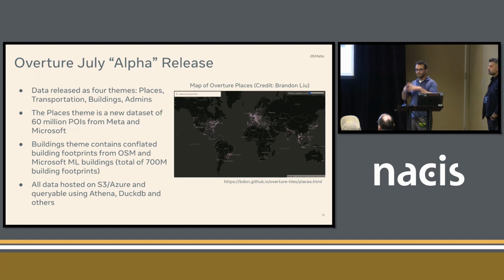But basically, wherever we have an OSM footprint, that's maintained with all of its rich attributes, and we fill in the rest with Microsoft ML buildings. It's pretty great. And similar to what we were just talking about, all the data is still on S3 or Azure, and queryable using all the tools that Jennings was just talking about. There's this cool map here, which Brandon Liu, I don't know if he's actually here, created quickly from the Places data set. You can go check it out and click around and see what's inside there.